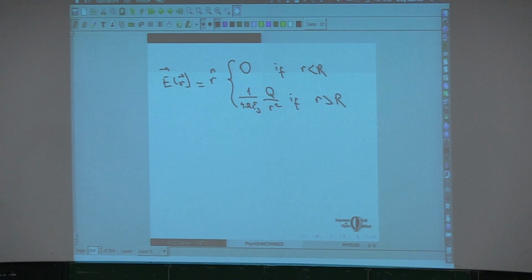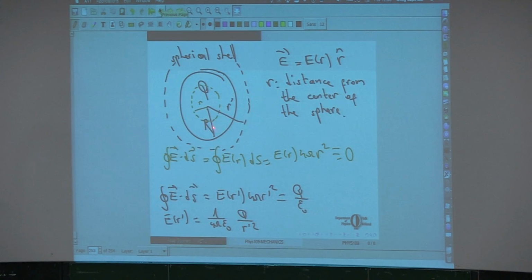Definitely not inside. Now let's come back to your question. You are asking, what if we have another point charge inside the shell?